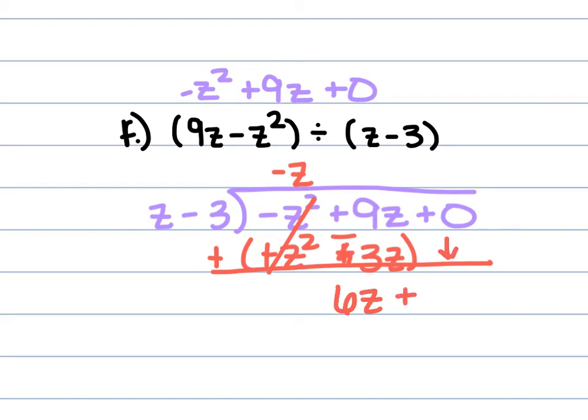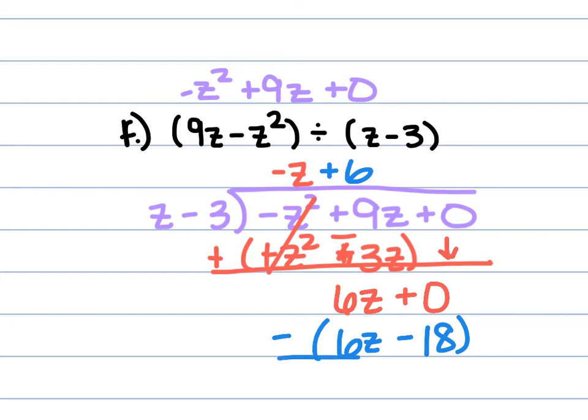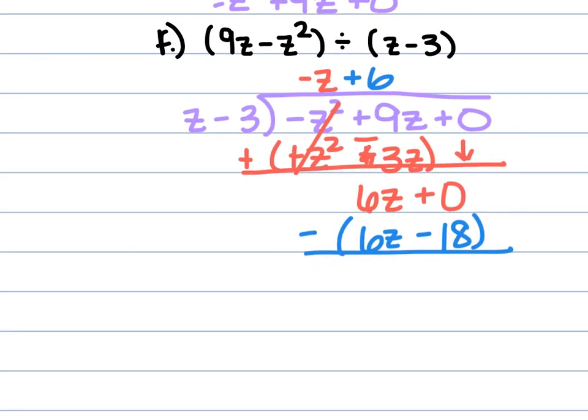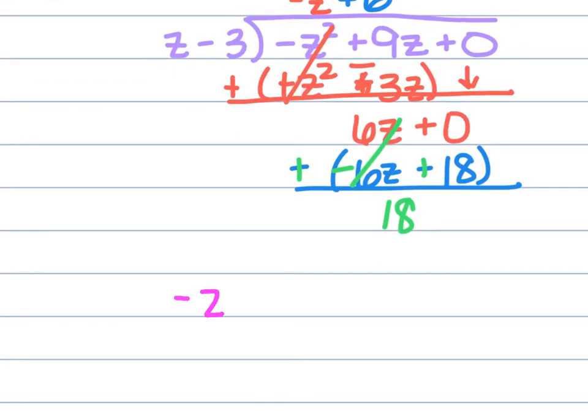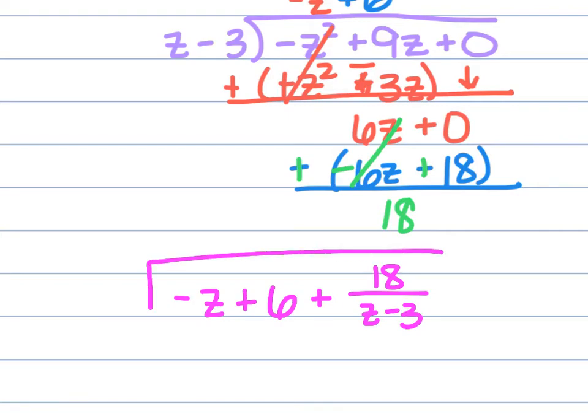Bring down that 0. Now you have z times what is 6z? It's a positive 6. So 6z minus 18 is now what we have that we were subtracting. So this is going to turn into addition. The 6z's cancel out. 0 plus 18 is just 18. So our answer is negative z plus 6 plus 18 over z minus 3.